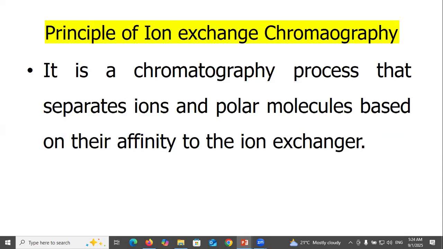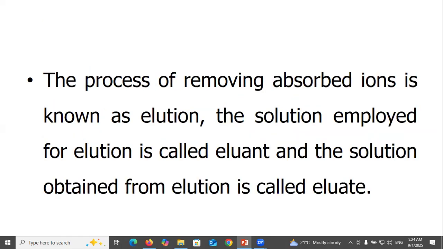Principle of ion exchange chromatography. It is a chromatographic process that separates ions in polar molecules based on their affinity to their ion exchanger. The process of removing observed ions is known as elution. The solution employed for elution is called eluent, and the solution obtained from elution is called eluate.